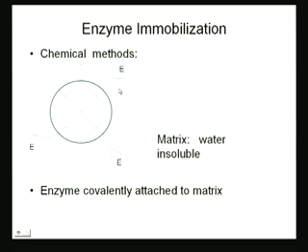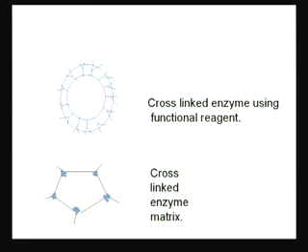Why is it water insoluble? Because for the enzyme to remain in that state, the matrix should not dissolve into water. If it dissolves, then the immobilization would all be gone. So if you want the enzyme to remain immobilized, this has to be a water insoluble matrix. So this is a chemical method. Why is it chemical? Because the enzyme is actually covalently attached to the matrix.